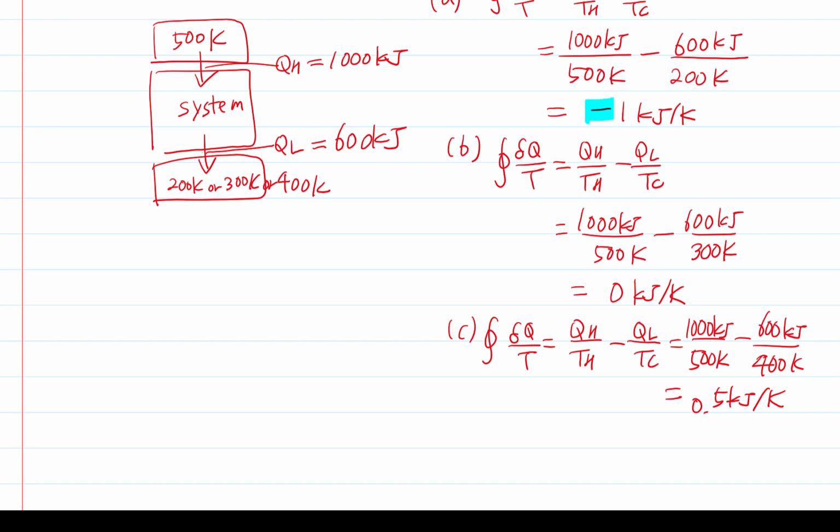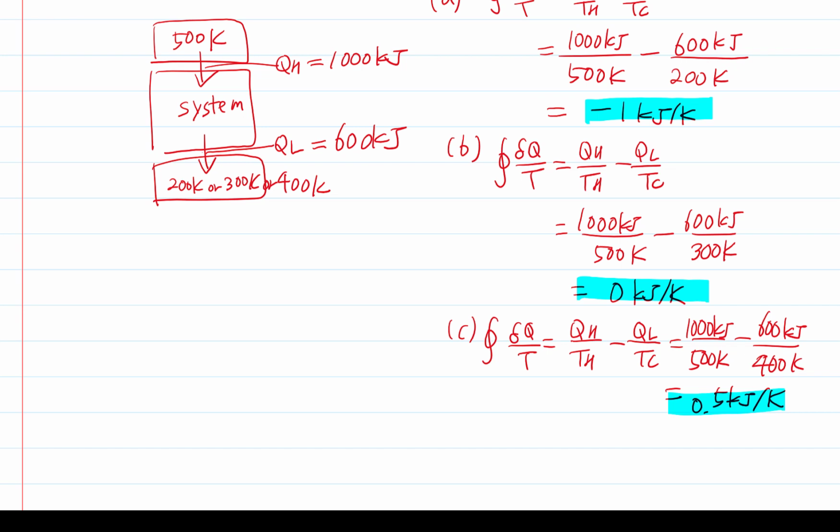So we got negative 1 kilojoule per Kelvin if the temperature of the low temperature reservoir is 200 Kelvin. So this cycle is irreversible. Case B, the cyclic integration of delta Q over T becomes 0. So this cycle is reversible. Case C, the cyclic integration of delta Q over T is 0.5 kilojoule per Kelvin. So this value is positive, and we can determine that the cycle is not possible.